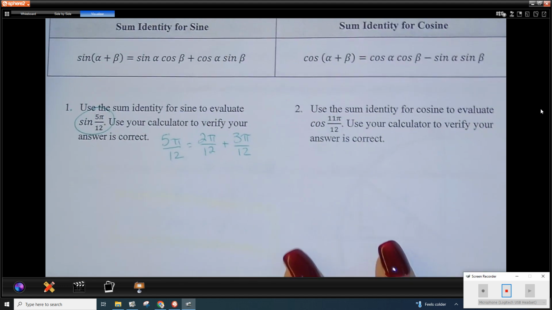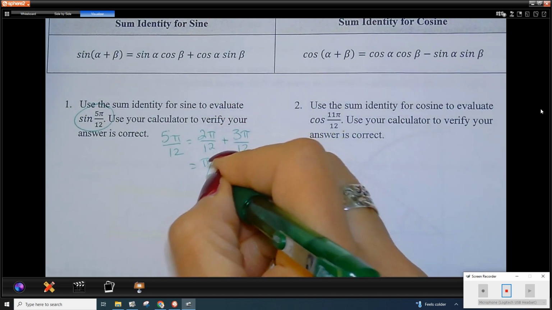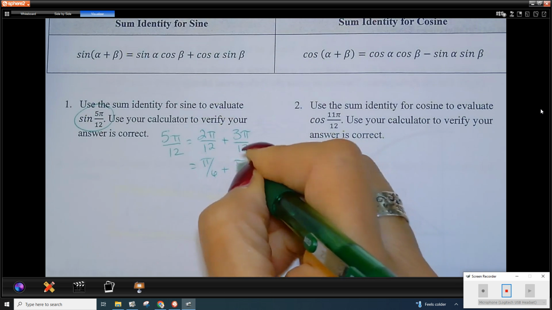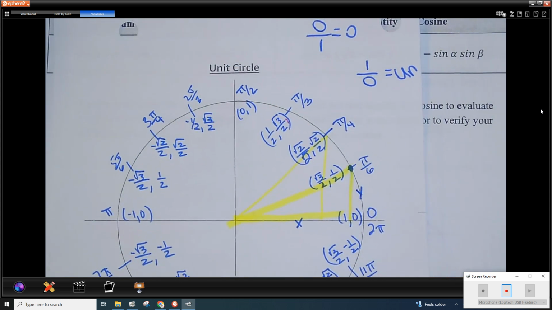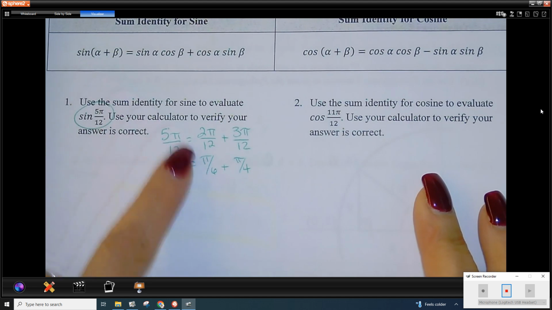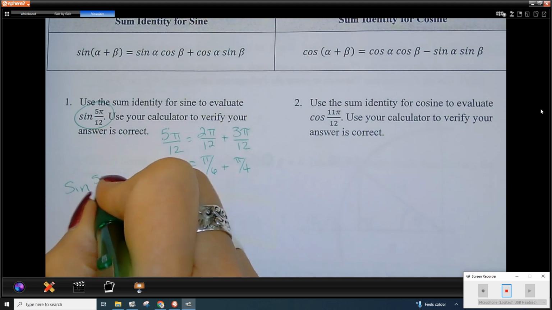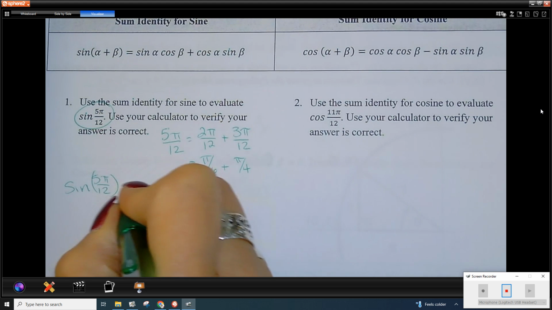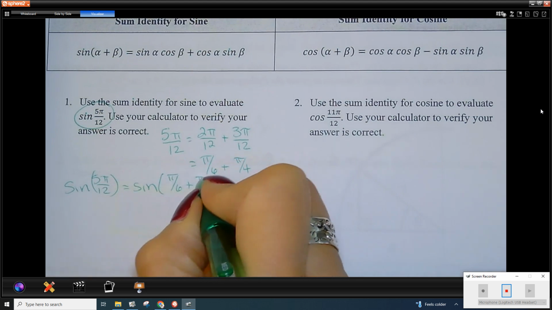So now if we reduce that, that is pi over 6 plus pi over 4. Now we have two angles that we identify in the first quadrant, pi over 6 and pi over 4. So those are the two, one's going to be alpha, one's going to be beta. So we're going to get the sine of 5 pi over 12 is the same as the sine of pi over 6 plus pi over 4.